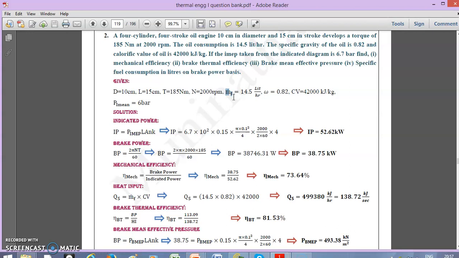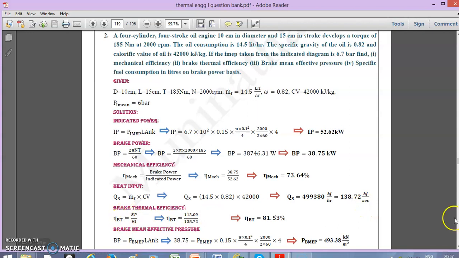The relation between volume and mass is density. Density is equal to mass by volume, so mass is equal to density into volume. Density is 820. Either you can go by that method, or otherwise we can calculate QS as 14.5 liters per hour into the specific gravity into CV. We'll get kilojoule per hour, because this is in hour. So that way it is 138.72 kilojoule per second, divided by 3600 to give you seconds. Okay, so this is heat supply.